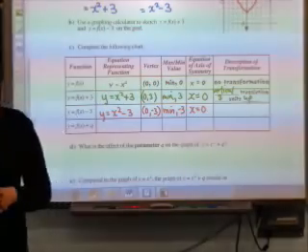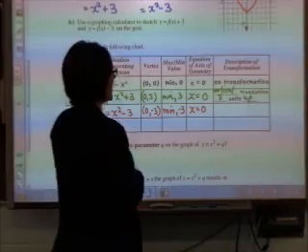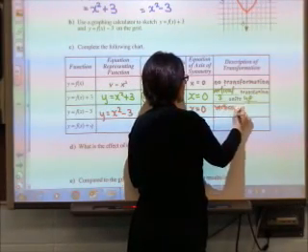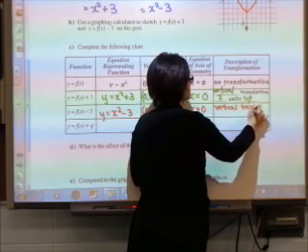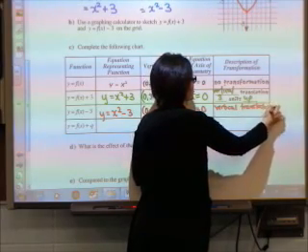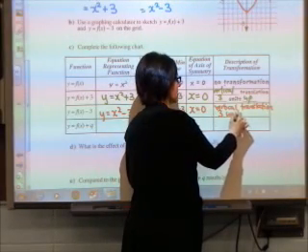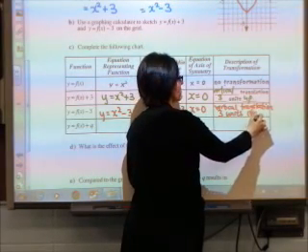And to describe the transformation, I can say that this becomes a vertical, because I'm moving up and down. So it's a vertical translation, 3 units down.